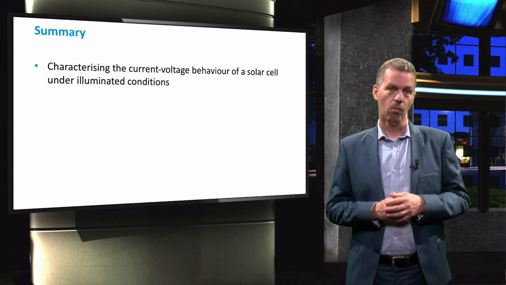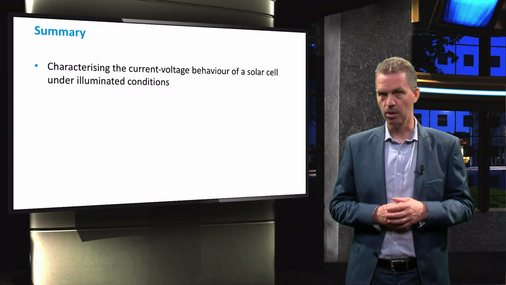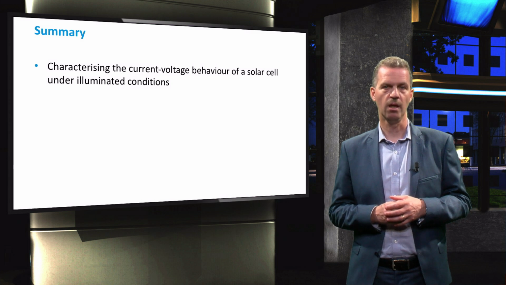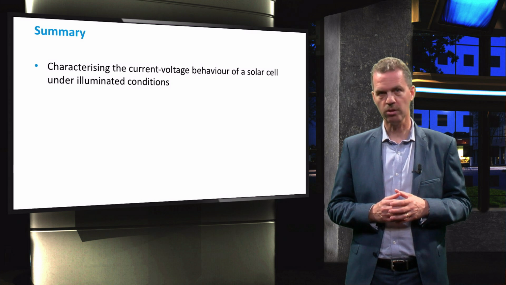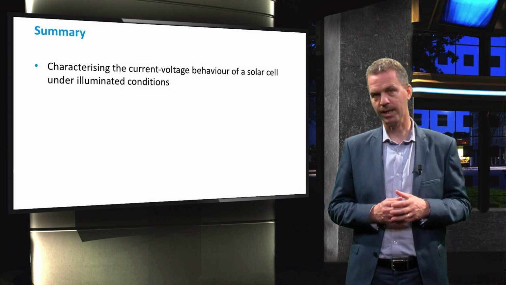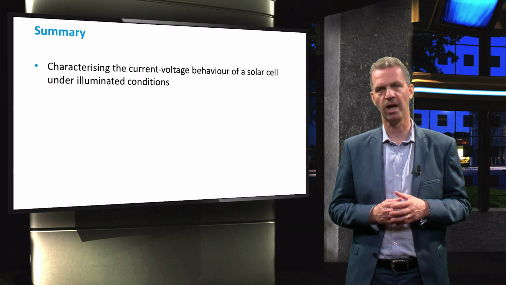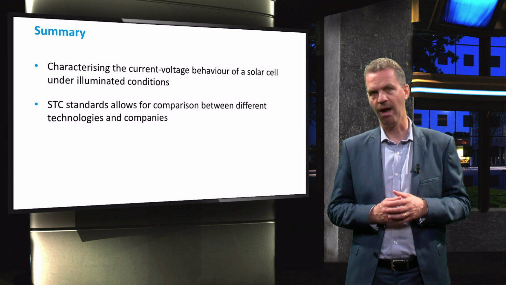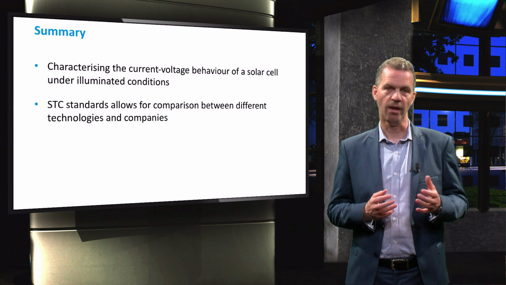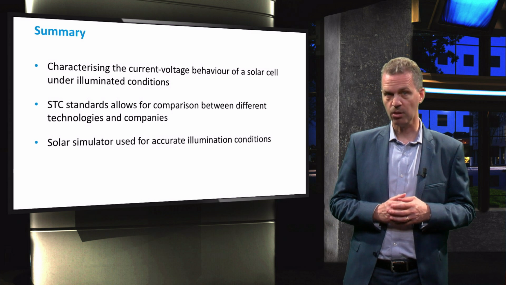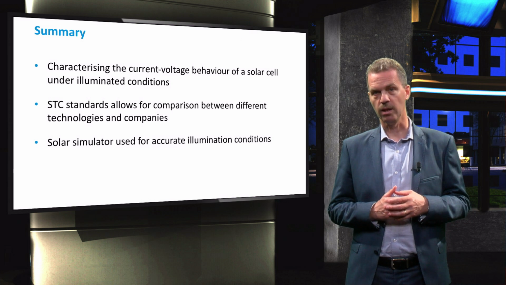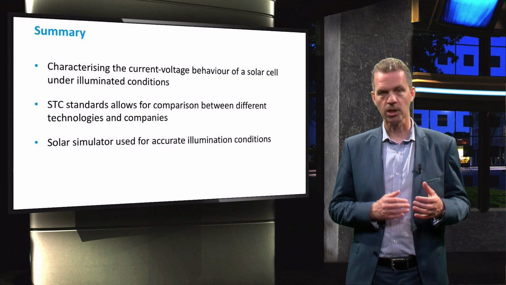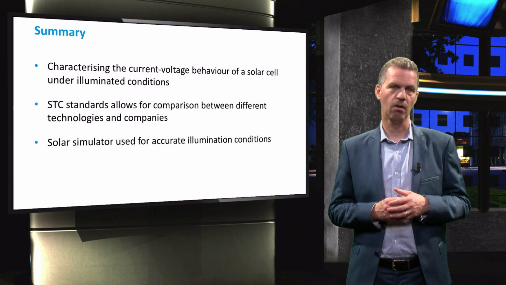Summarizing this video, we have discussed the purpose of measuring an illuminated JV curve of a solar cell, namely to obtain the most important electrical parameters and hereby characterize the current density voltage behavior of the cell. Next, we have seen that testing conditions such as the spectrum and light intensity have been standardized for obtaining reliable and comparable results. And finally, we have discussed the classification of solar simulator devices, which is a measure for spectral mismatch, uniformity and stability of a solar simulator.